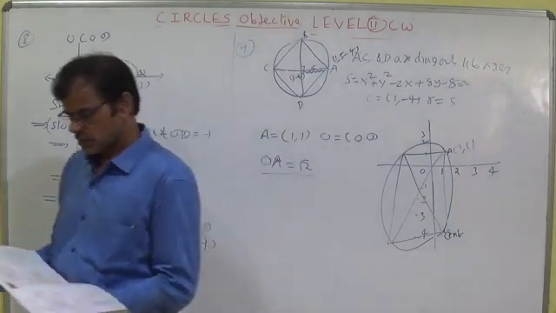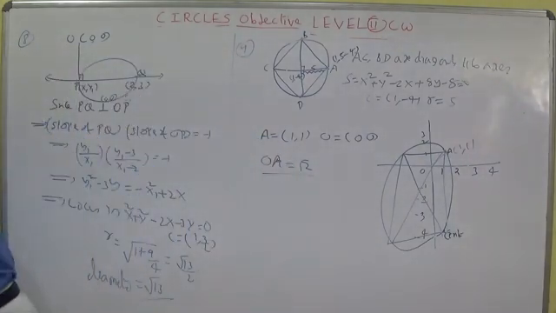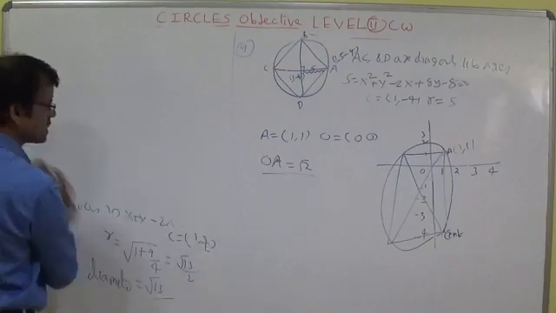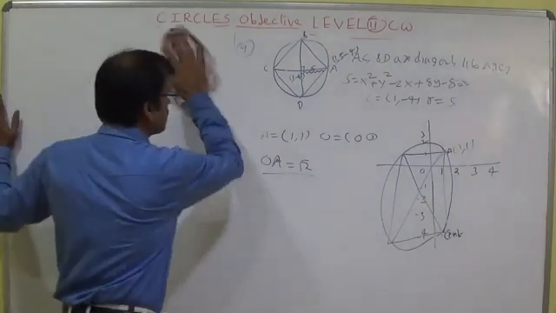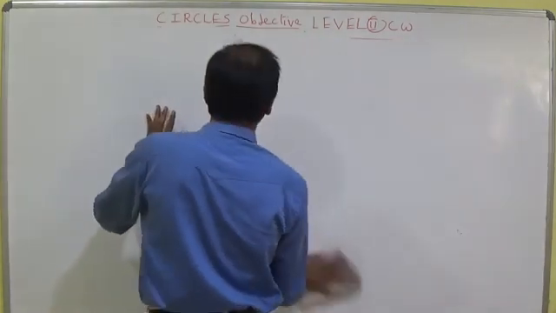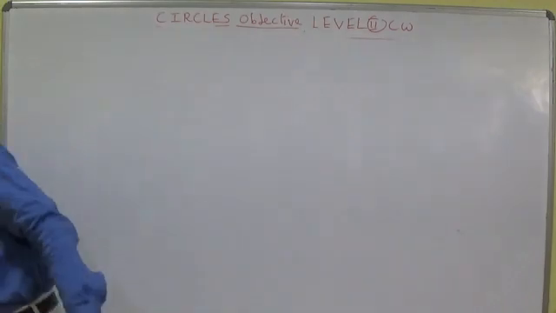Now 10th question, the equation of the image of the circle. Equation of the image of the circle by the mirror. You can say that the center is the mirror image of the given circle. The center is the mirror image. So it depends upon the image concept. Equation, it is the 10th one. 10th question. Draw like this.